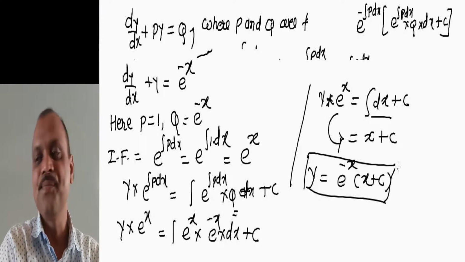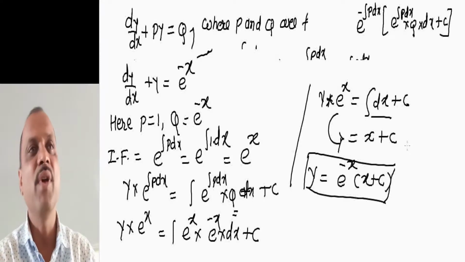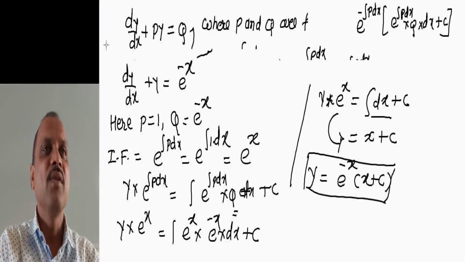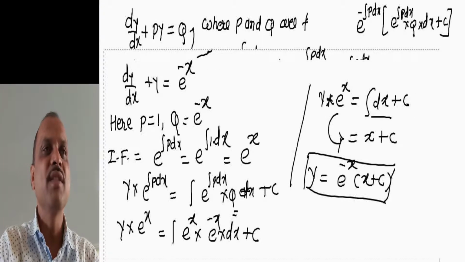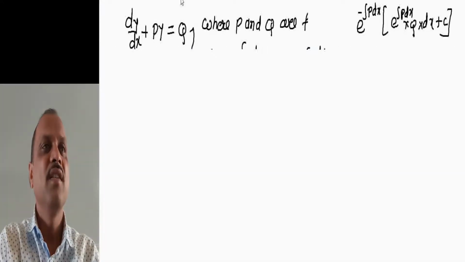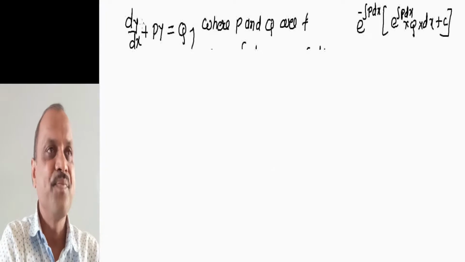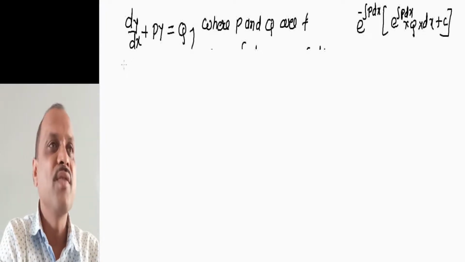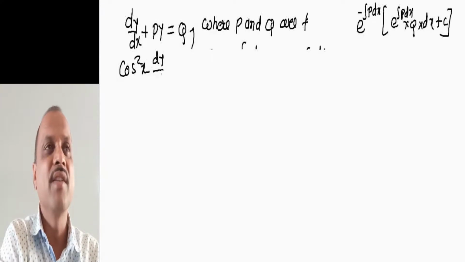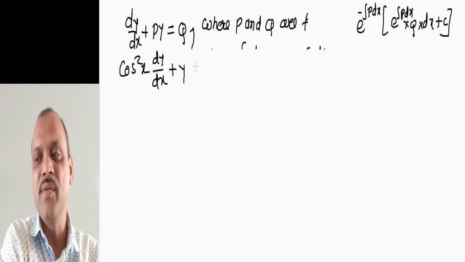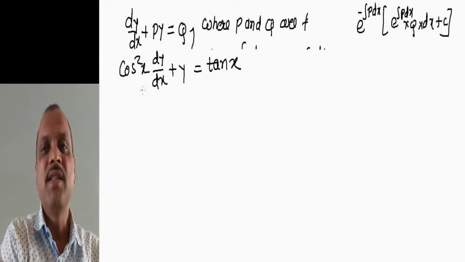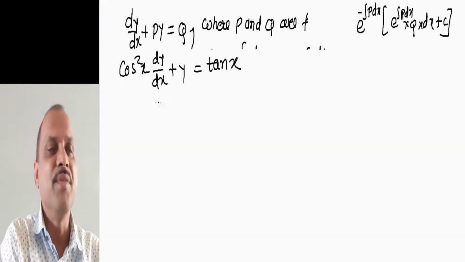So these are simple examples of this linear differential equation. Okay, now for practice we take one more example to clear the idea of linear differential equations. See the example: cos square x into dy by dx plus y equals tan x. Now write the equation in the appropriate form.